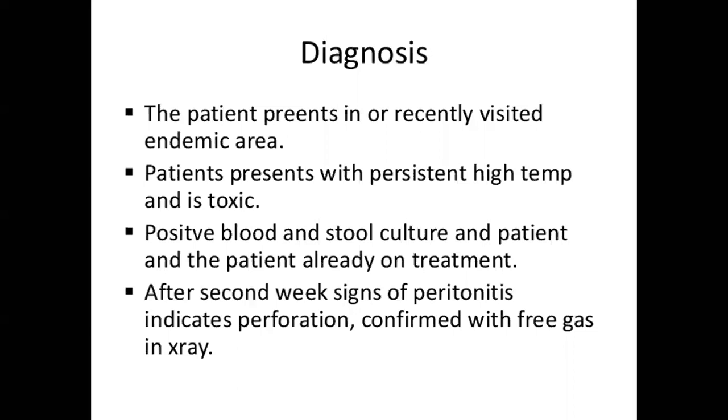Now, in typhoid, after the second week, signs of peritonitis might indicate perforation. It is confirmed by free gas under the diaphragm, which we always talk about. That's one of the surgical emergencies we get in a surgical ward, usually in the summertime: the patient is running a high-grade fever and is toxic. When you do the abdominal series X-rays, in the chest X-ray you see gas under the diaphragm. What has happened is that part of the ileum has perforated due to typhoid.